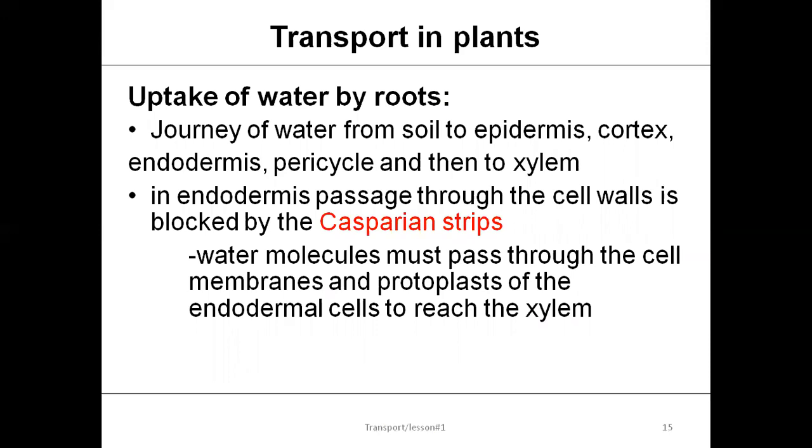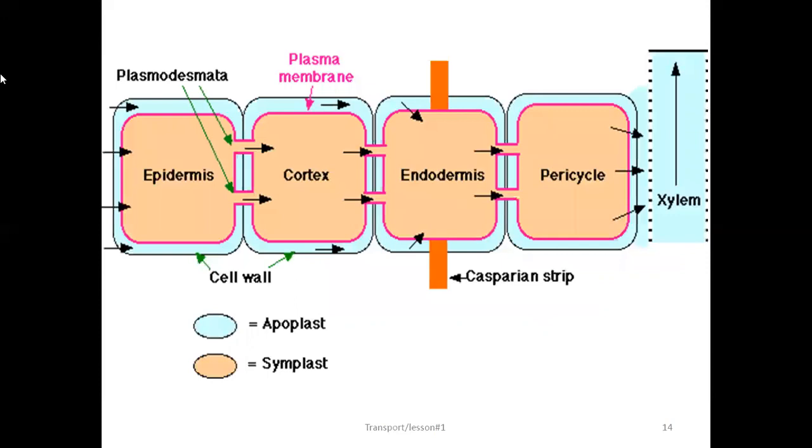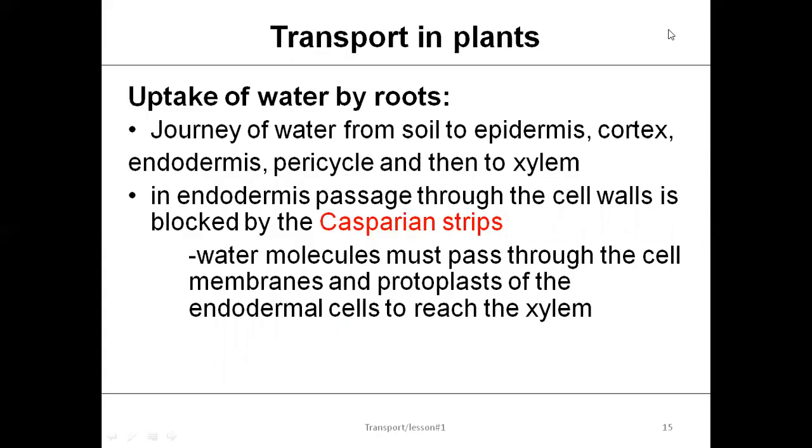Journey of water from the soil to the epidermis, cortex, endodermis, pericycle and then to the xylem. ठीक है, देखिए soil, epidermis, cortex, endodermis. Endodermis में आपके पास Casparian strips हैं, endodermis बाहर है, फिर pericycle है, the first layer of the cells of the endodermis, and then we have the xylem. ठीक है, and then water uptake ये हम किसी और लेक्चर में पढ़ेंगे.